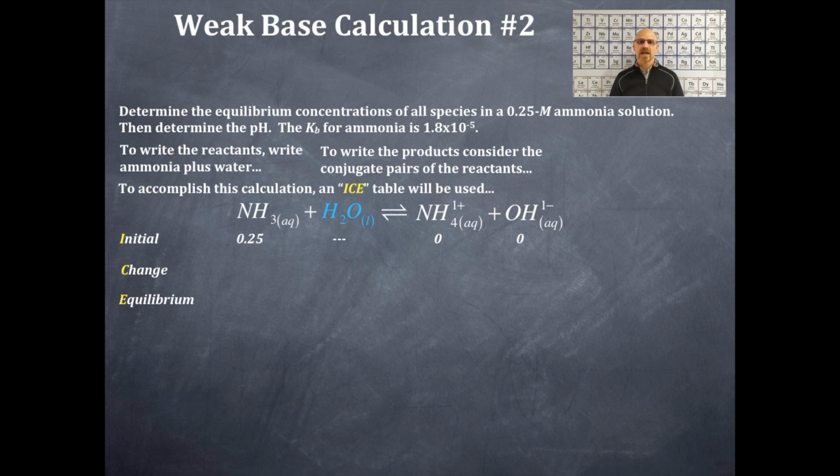Now the change. In the change column, I am going to decrease the amount of reactants, because the reactants are going to go from reactants to products. Therefore, the reactants will decrease. I'm also going to use the stoichiometric coefficients on the reactants, and that is a 1 stoichiometric coefficient in front of ammonia. So it's going to be a minus 1x. That's why I have that right there.